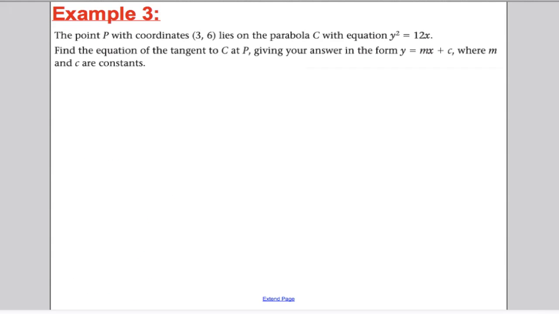So, next question. It says, the point P with coordinates 3, 6 lies on a parabola with equation y squared is 12x. So y squared is 12x. We know the general equation is y squared is 4ax. So in this case, this tells us that a must be 3.